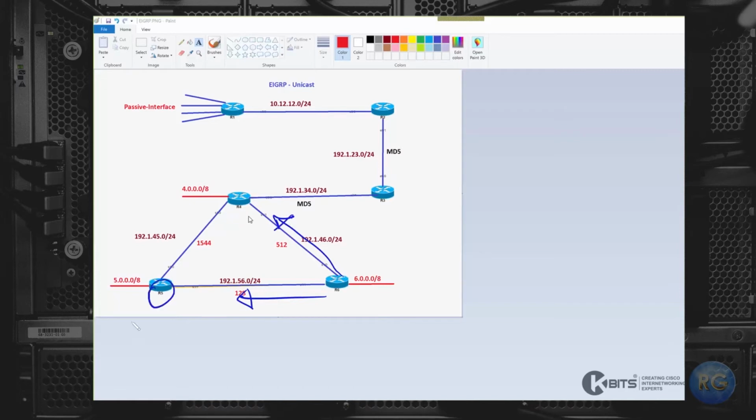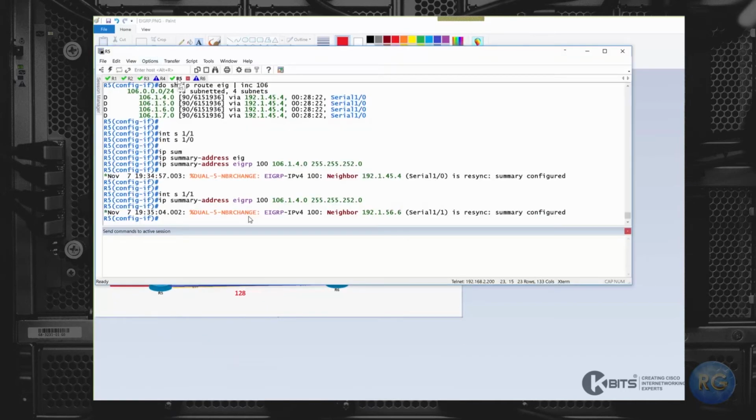So it's going to get 106.1.4.0/22 via this way and that way. It's going to pick the better metric one, which is this guy from here. So this is chosen, this is not being used. And the other way around, which was not possible in RIP, I can now summarize.